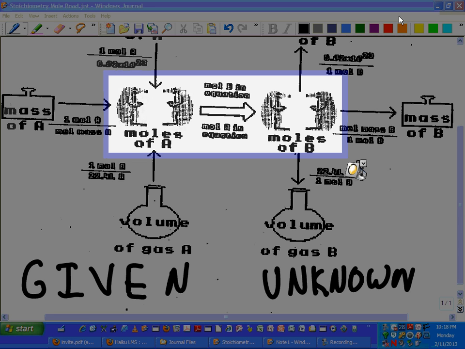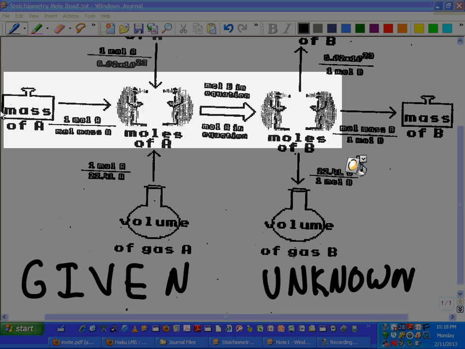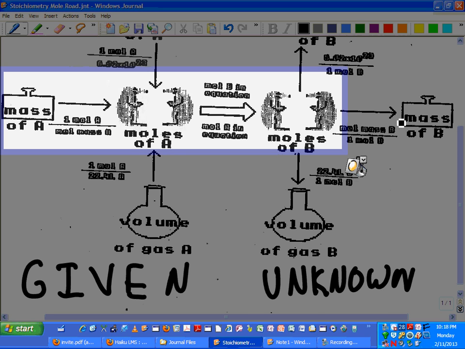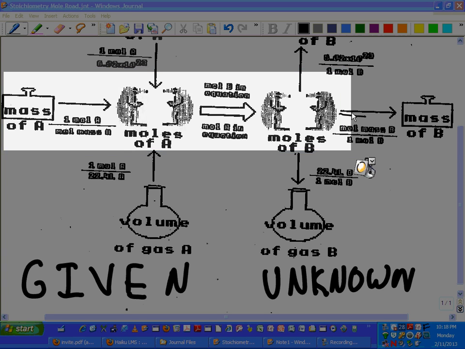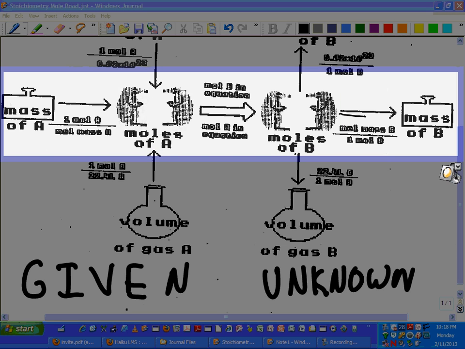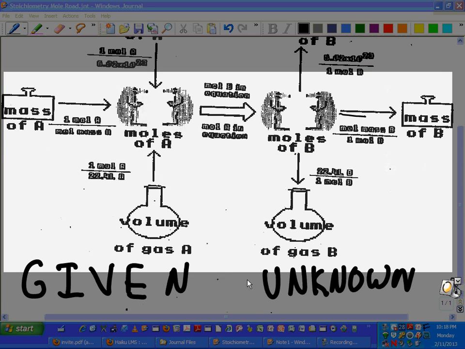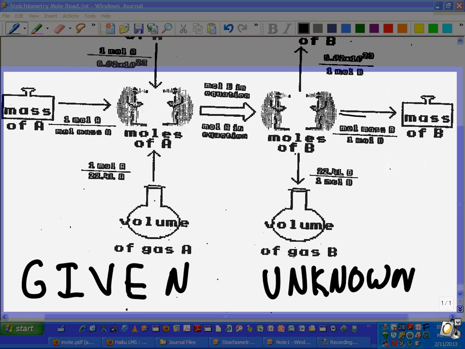In a mole-mole problem, I'd go from moles of A to moles of B, and I'd use that molar ratio. This is where that molar ratio comes from. For a mass problem, I'd start in mass, and I'd go to mass. For a volume-volume problem, I would start in volume and go to volume.